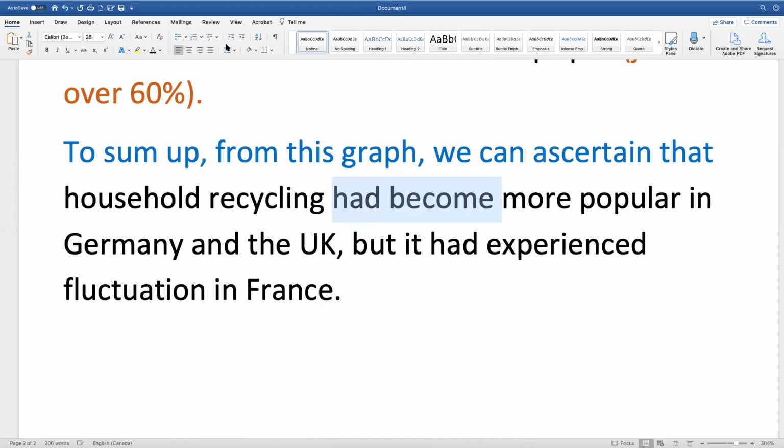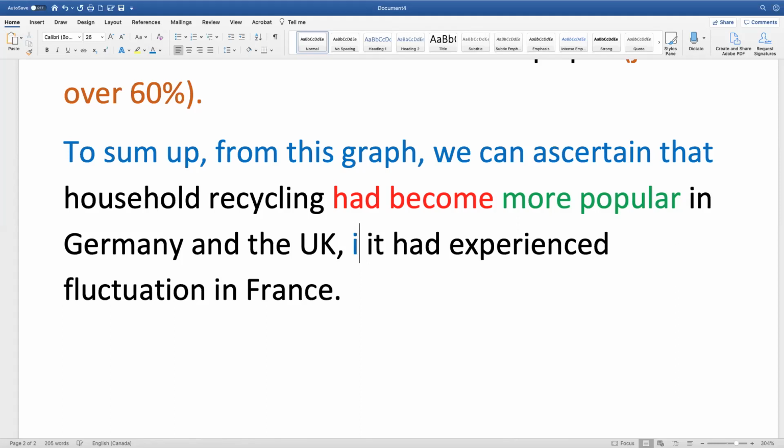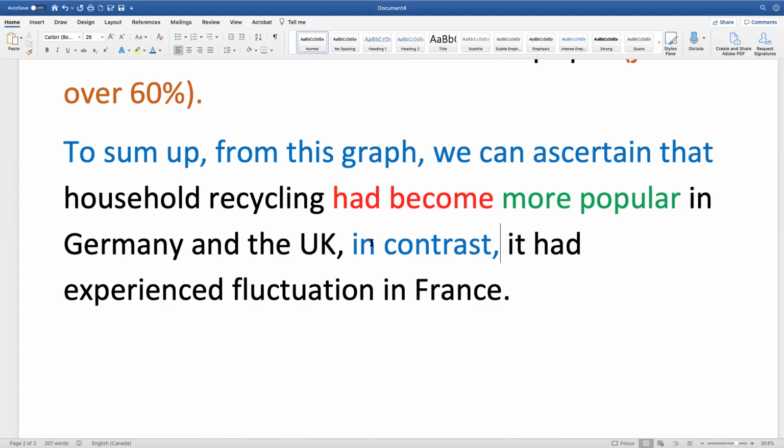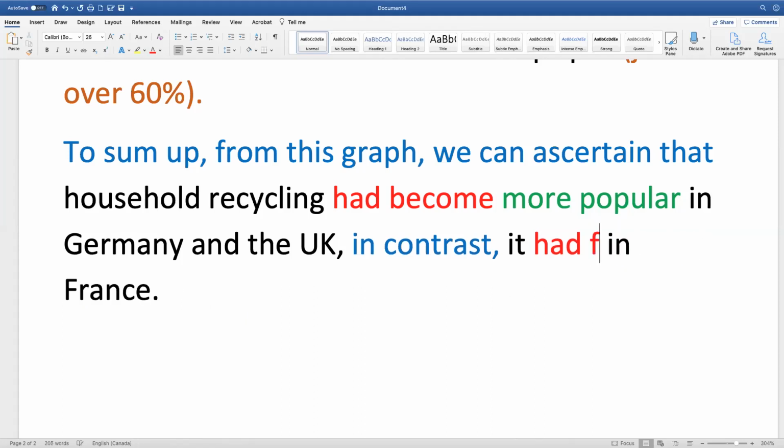Very general here. So household recycling has become more popular for sure in Germany and the UK, I mean. But, in contrast, better. Andrew was looking at me like, why are you using that word? Wow, too simple. Or it had fluctuated as well. We don't need to say fluctuation. It had fluctuated. Or, yeah, let's change that to better. Easier to say.